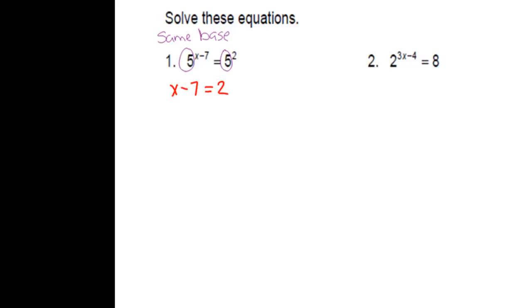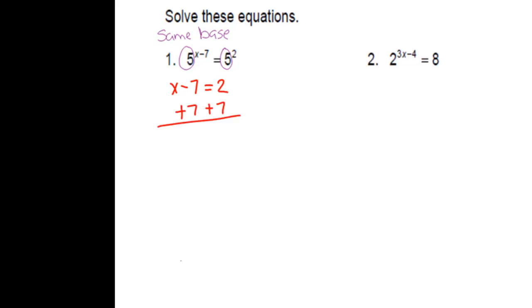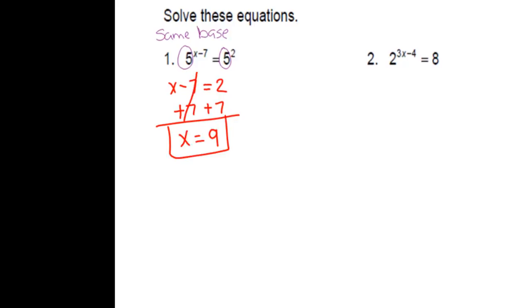x minus 7 equals 2. In order to solve for x, we will have to add 7 to both sides. The 7 on the left side of the equal sign will cancel, and 7 plus 2 is 9. So we figure out that x is equal to 9.